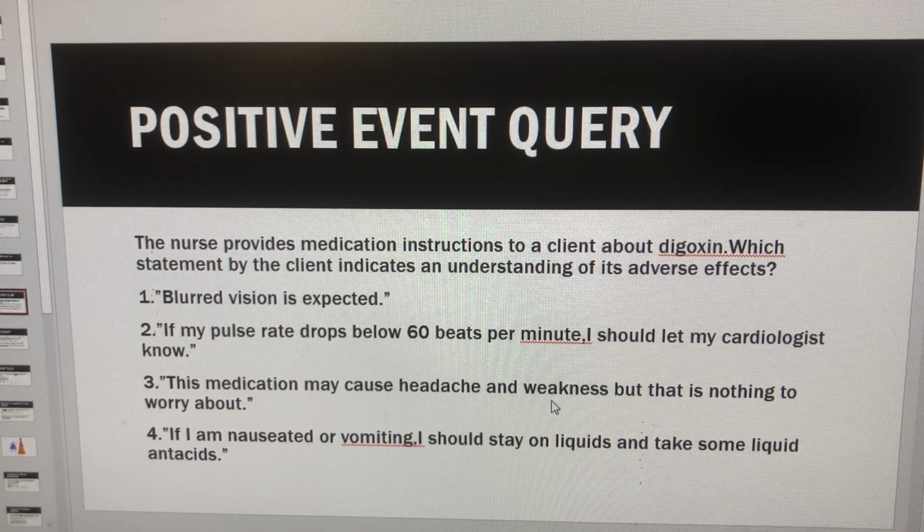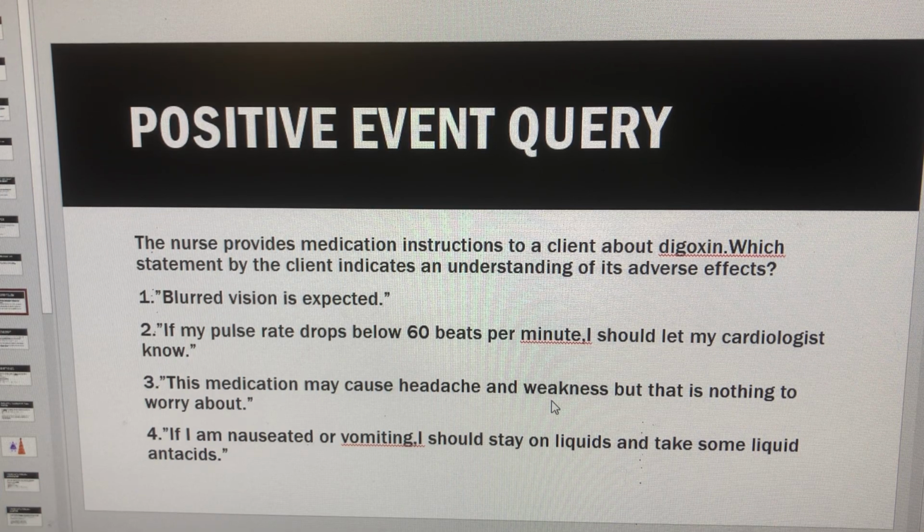Positive event query. The nurse provides medication instructions to a client about digoxin. Which statement by the client indicates an understanding of its adverse effects? 1. Blurred vision is expected. 2. If my pulse rate drops below 60 beats per minute, I should let my cardiologist know. 3. This medication may cause headache and weakness, but that is nothing to worry about. 4. If I am nauseated or vomiting, I should stay on liquids and take some liquid antacids.